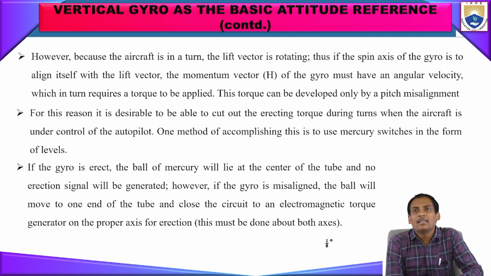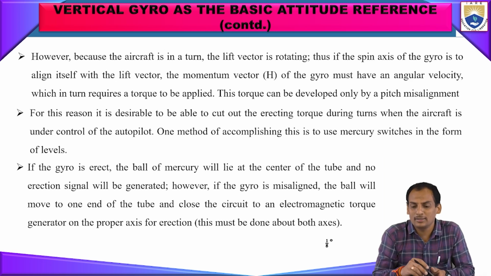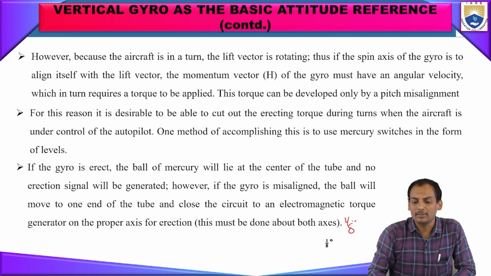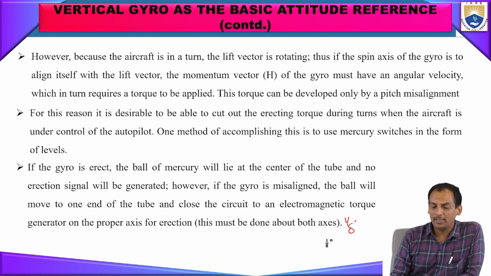However, if the gyro is misaligned, the ball will move to one end of the tube, and that will close the circuit to an electromagnetic torque generator on the proper axis of erection only. So this must be done on both axes. If it is moving to one side, that movement it will take. That is around 1/8 degrees. So 1/8 means around 0.16 degrees, like that only, right? So it will move to one end, close the circuit, and an electromagnetic torque will be generated at the proper axis of movement only.